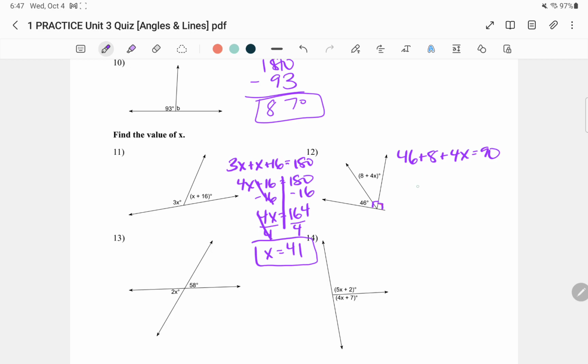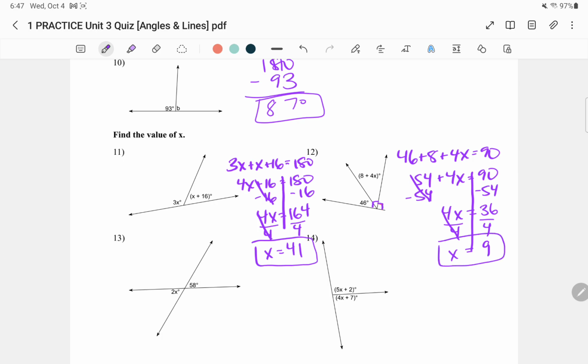So we have 46 plus 8 plus 4x is equal to 90. We're going to combine like terms. So 46 plus 8 gives us 54. Plus 4x equals 90. And then we're going to subtract 54 from both sides to get 4x equals 90 minus 50 is 40. 4 more would be 36. Divide by 4 and we get x is equal to 9.